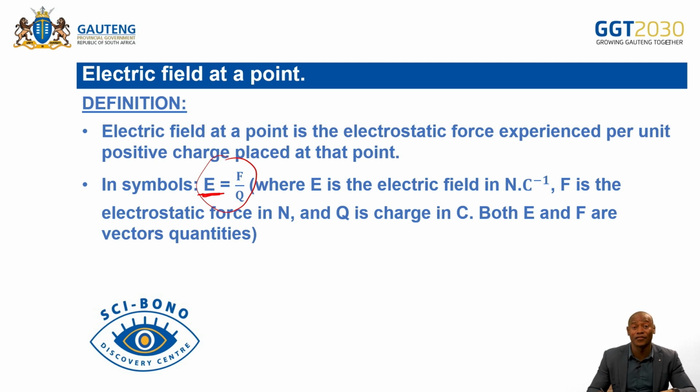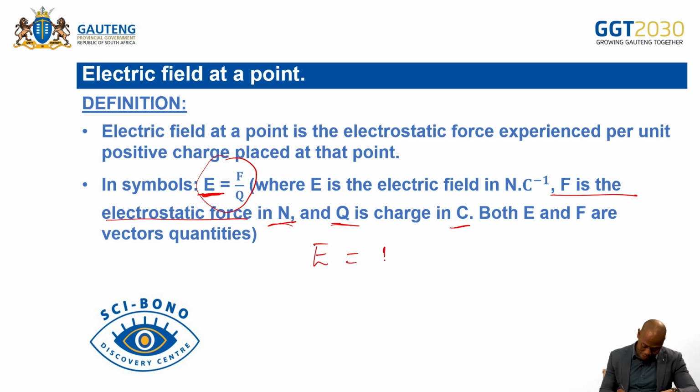It's the electric field at a point. F is the electrostatic force, which is measured in newtons, and Q is the charge, which is measured in coulombs. So E is equal to F over Q. Remember, F is in newtons and Q is in coulombs.